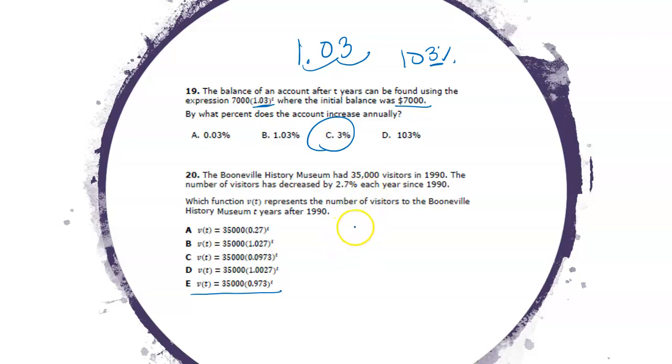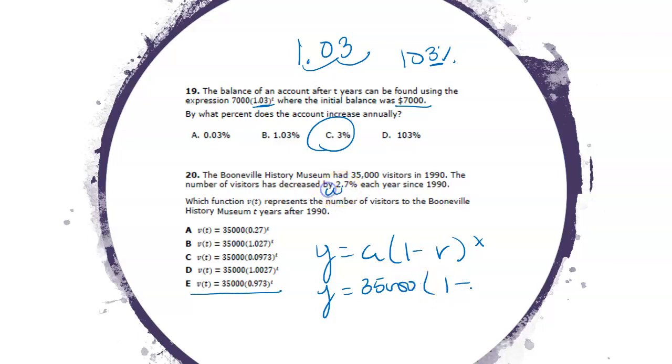So we would have, this is decay, so you're going to use y equals a times 1 minus r to the x. So we get y equals 35,000 times 1 minus, we move 1, 2, 0.027 to the x power. And then we would subtract it. 1 minus 0.027 should be, yeah, 0.973. So it looks like E is correct.